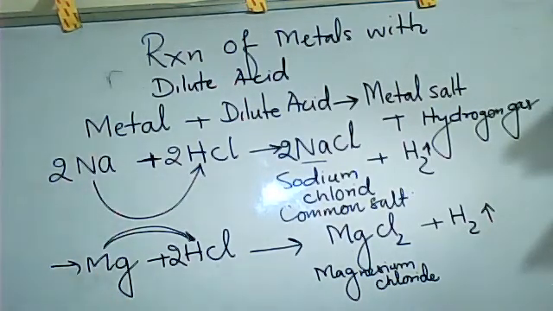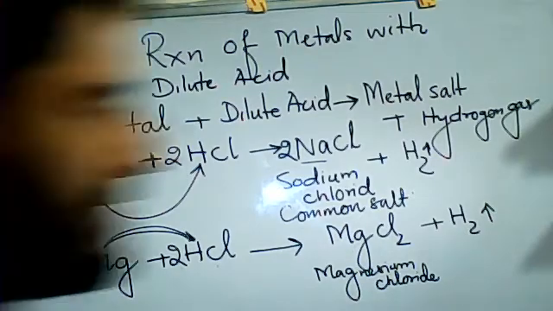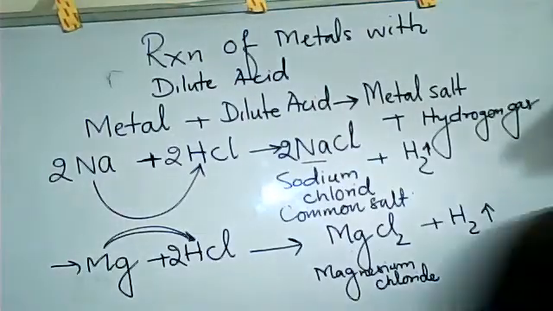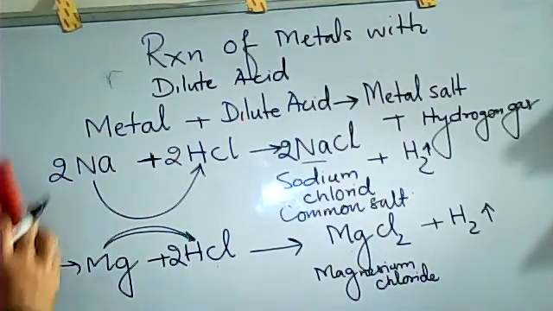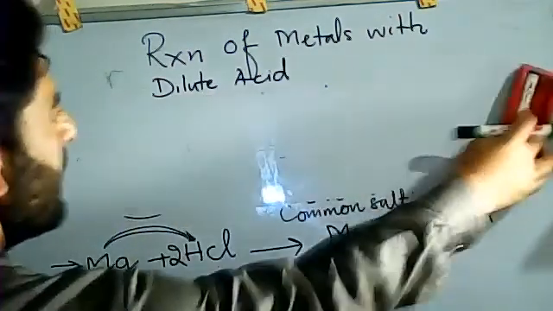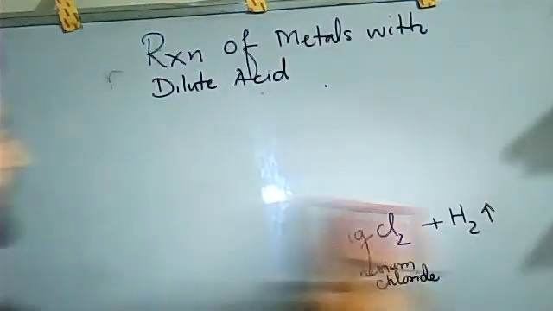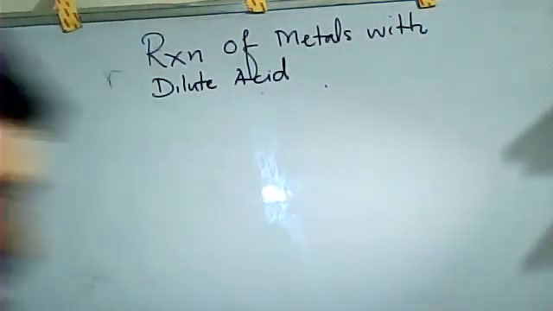Now we'll take other acids also, like sulfuric acid. So we will make metals react with other acid also, dilute acid, that is sulfuric acid. Okay, dear.